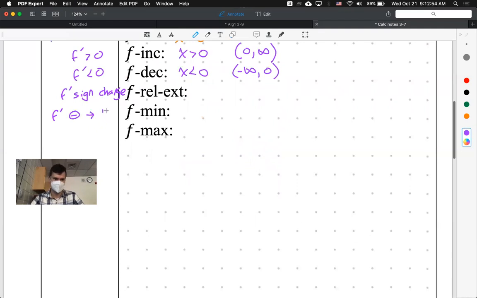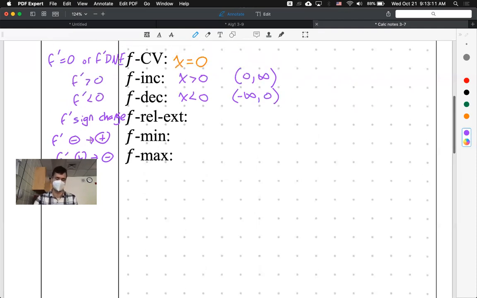Negative to a positive. And Andrea, F maximum. Positive to a negative. And make sure that you are writing F prime over and over again, because it's still the first derivative test. It's only F prime. Tomorrow we'll hit second derivative test, I believe. Let's see, 3-8. There it is, yeah. Concave up, concave down, inflection point. Those are F double prime.